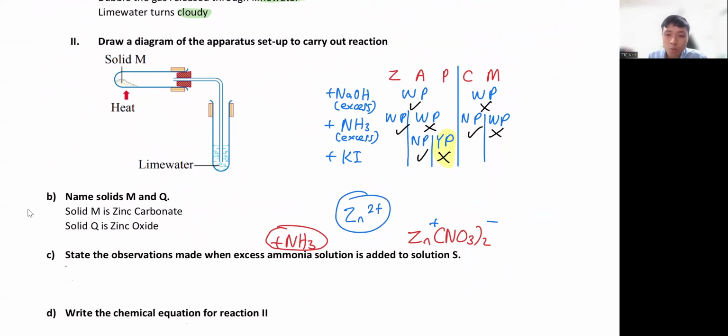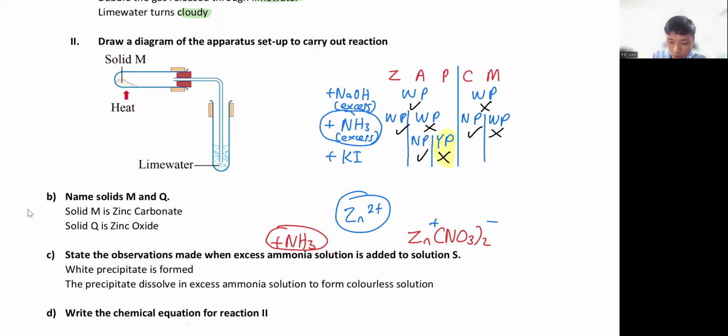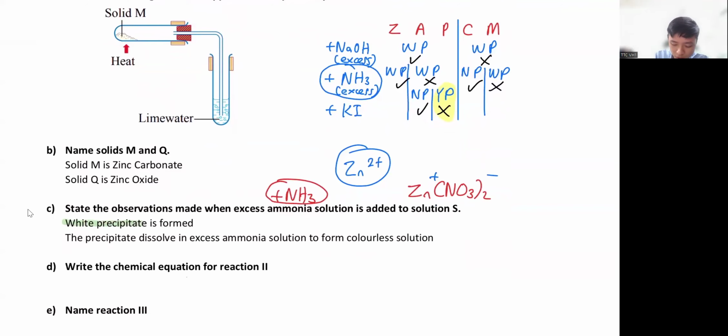So when you add NH3 into Zn2 plus, what happened? White precipitate forms, and it is soluble in excess ammonia. So you get a white precipitate formed. After that, the precipitate dissolves in excess ammonia to form a colorless solution.